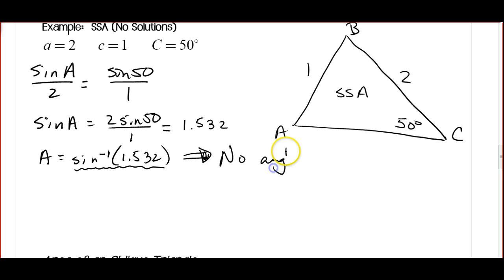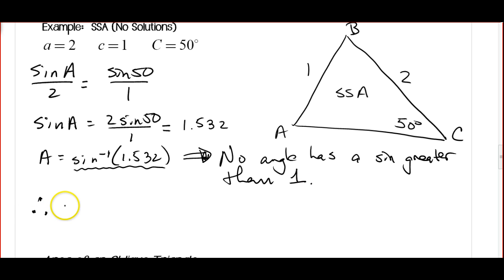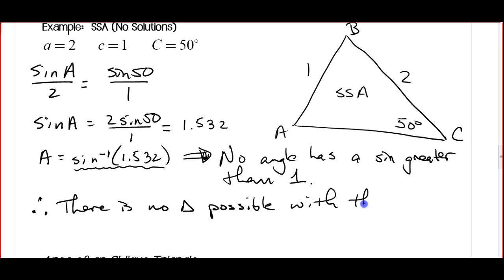No angle has a sine greater than 1. Okay, so what this tells us is therefore there is no triangle possible with the given information.